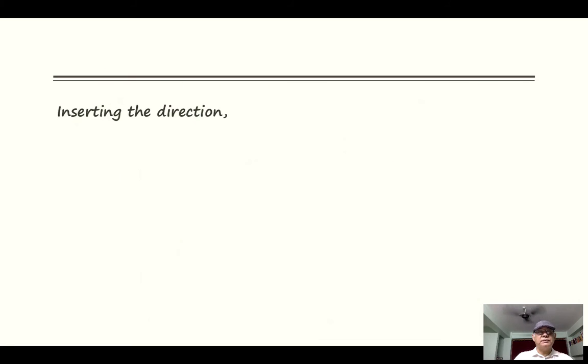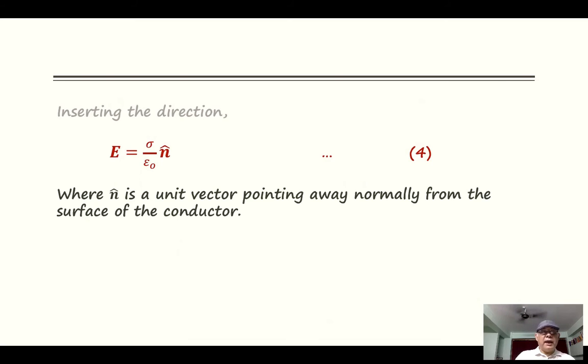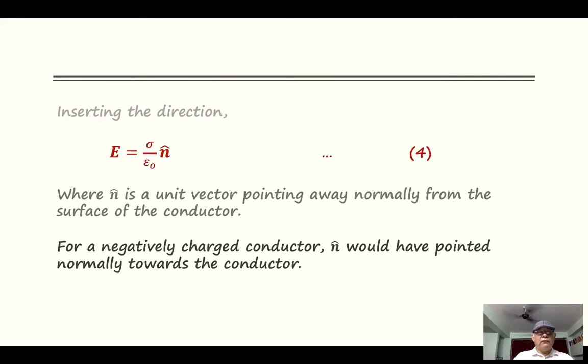Inserting the direction, the electric field E equals sigma by epsilon naught times n cap. This is equation 4, where n cap is a unit vector pointing away normally from the surface of the conductor. For a negatively charged conductor, n cap would have pointed normally towards the conductor.